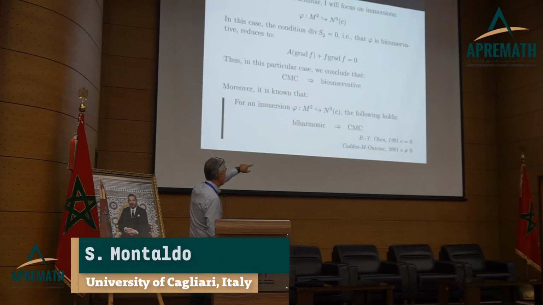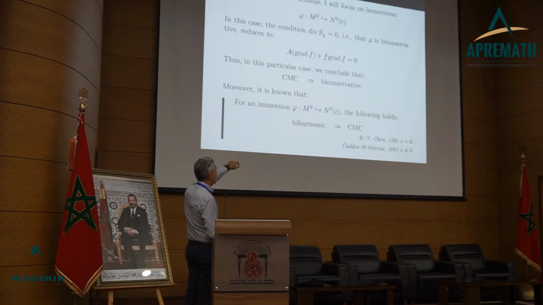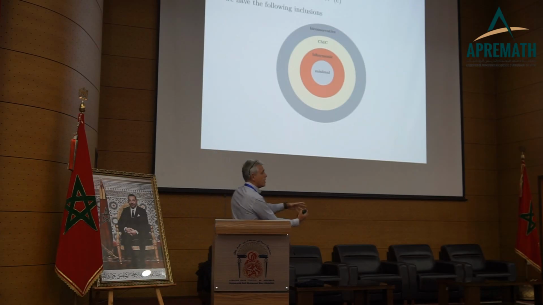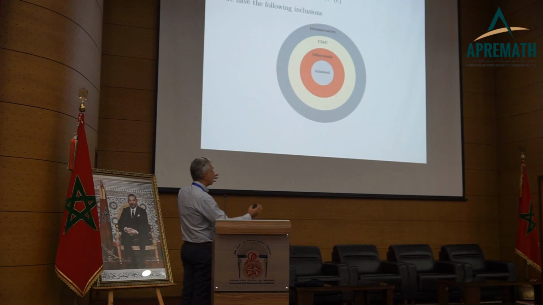So, have a look. Biharmonic implies CMC. CMC implies Biconservative. And minimal implies biharmonic always. So you have all these inclusions. We start with the minimal immersions, then the biharmonic isometric immersions, then the CMC immersions, and then the large class of Biconservative immersions. They are all proper inclusions in the case of surfaces in a 3-dimensional space form.